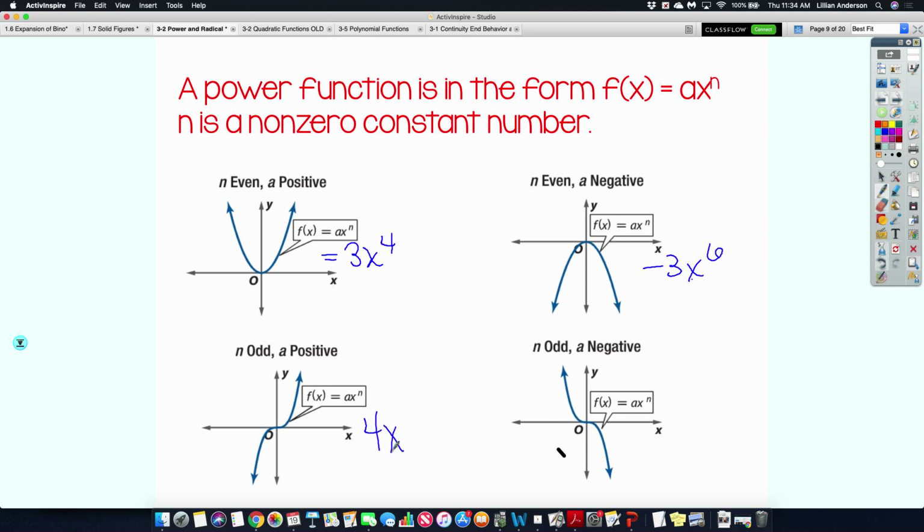4x to the third power. That would be an example. Or it's going to look like what you see on the bottom right, where n is odd and a is negative. Give me an example of that. Or fifth. Let's change that. Okay? So those are examples.